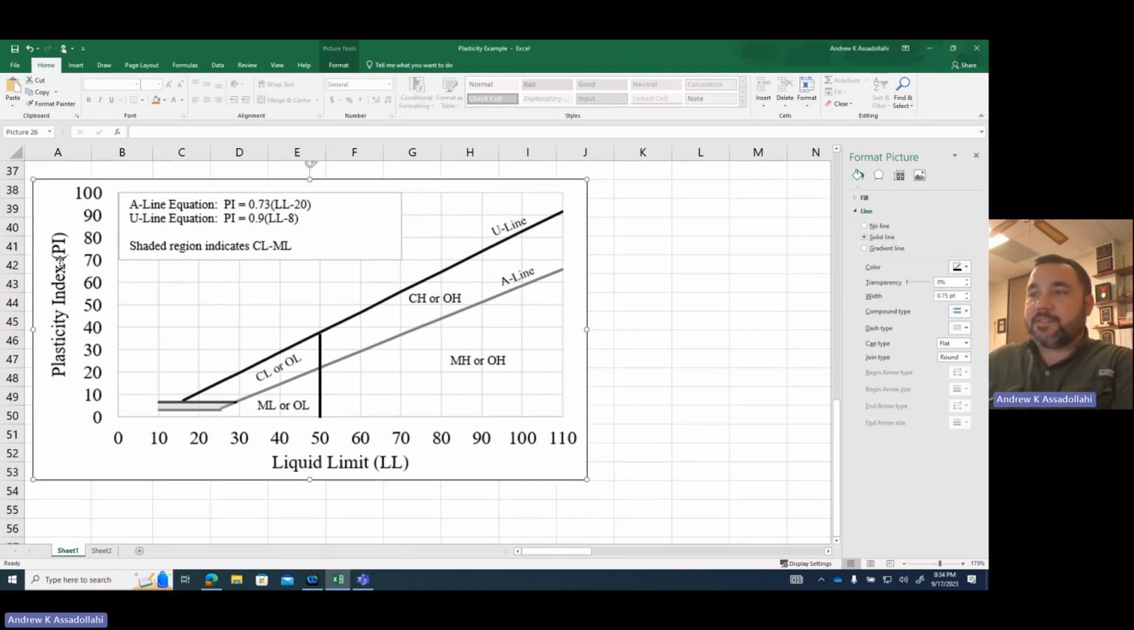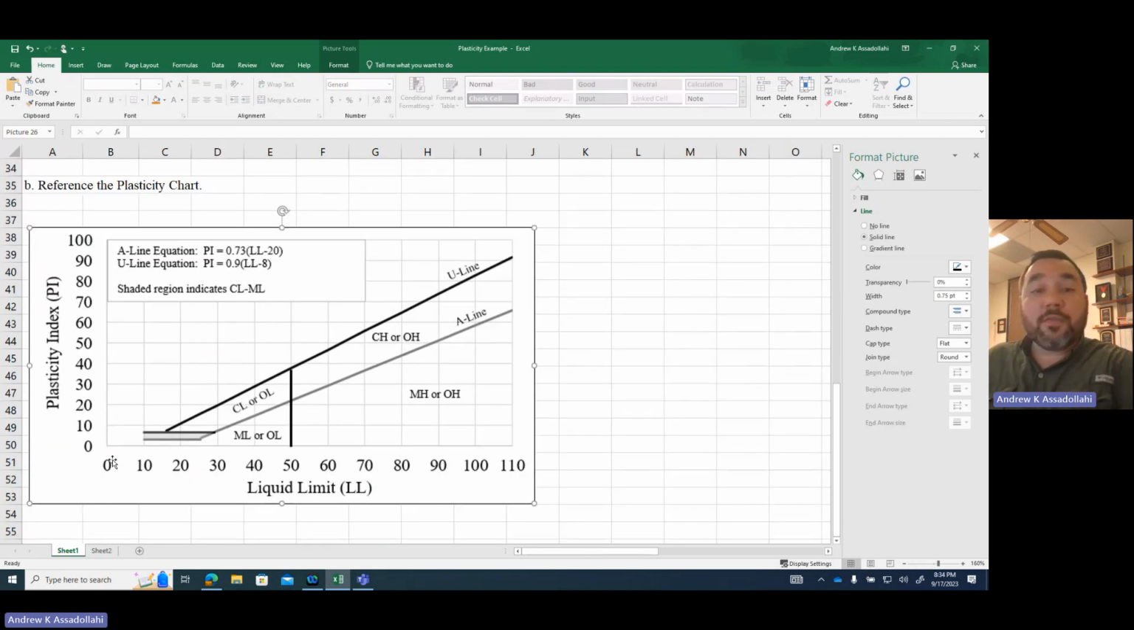So how do we read this plasticity chart? Well, along the horizontal axis of the plasticity chart, we have liquid limit, and then the vertical axis is plasticity index. And if you remember, we have an A line and a U line, right? So the A line has this equation, PI equals 0.73 times LL minus 20. And then the U line is PI equals 0.9 LL minus 8, okay? And then we have these different regions here, these different zones that help us identify different soil types, okay?